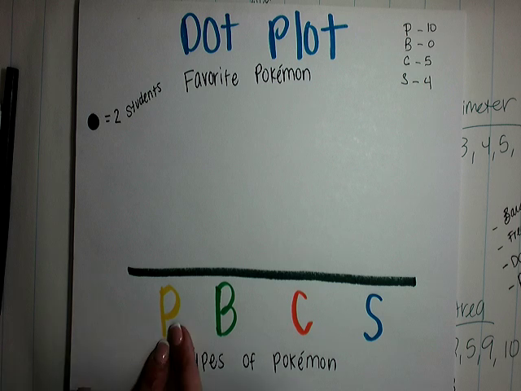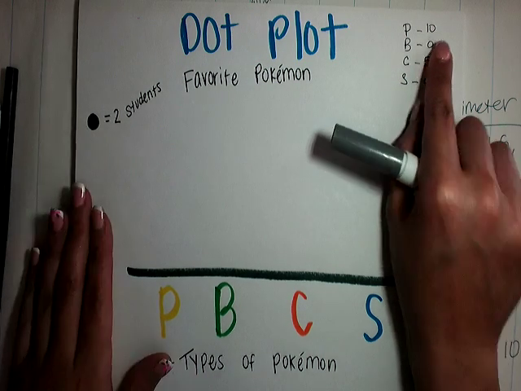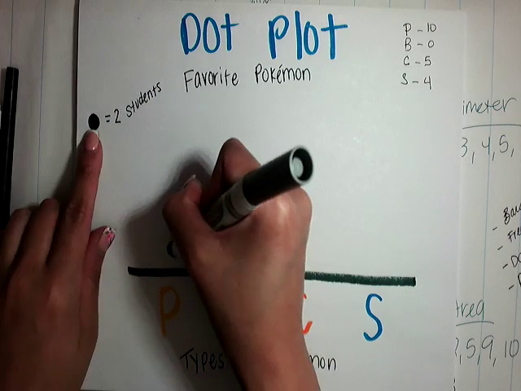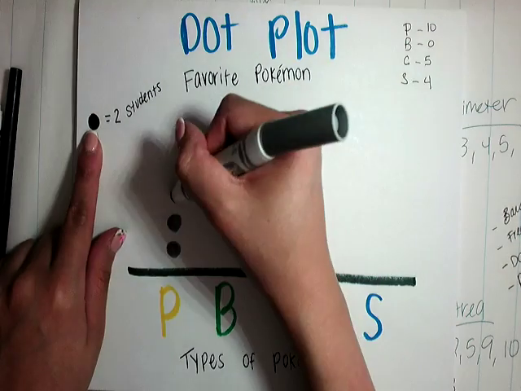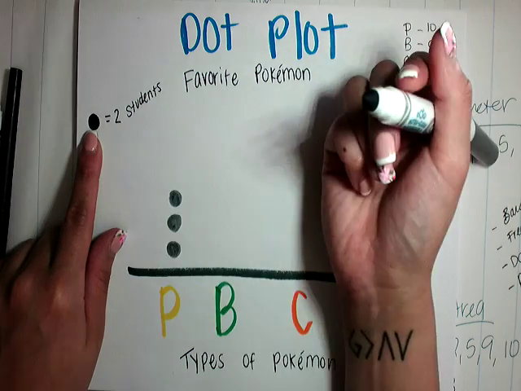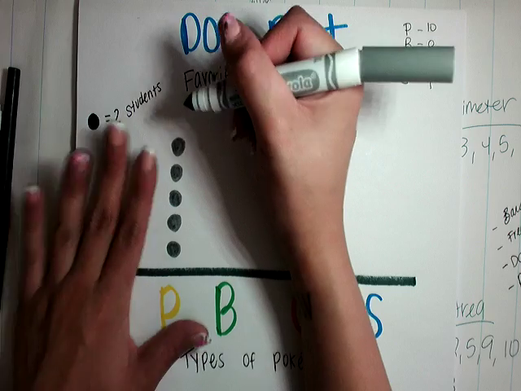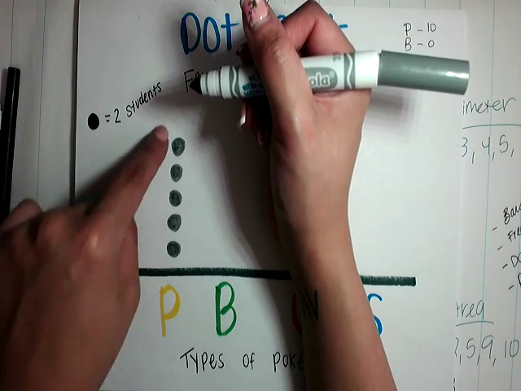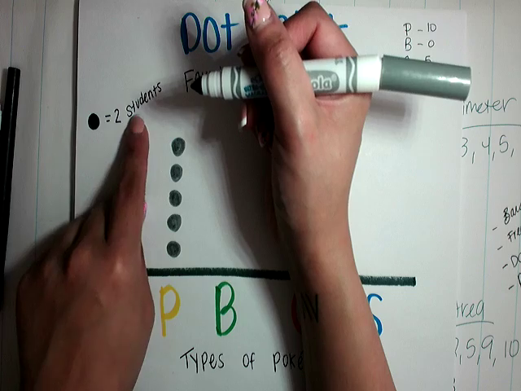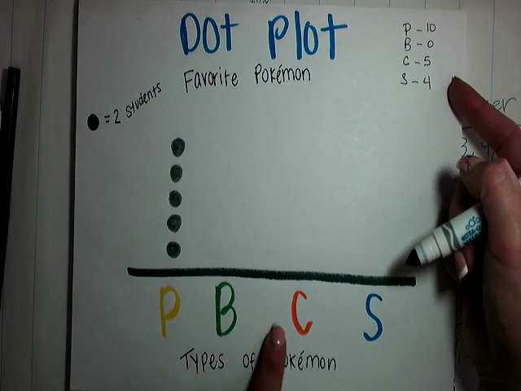If we start with Pikachu, 10 students liked Pikachu. So 1 dot is 2 students. Then 2 dots is 4. 3 dots is 6. 8, 10. So I stop because that's 2, 4, 6, 8, 10. There's 5 dots. But this means 10 students because each dot is 2 students. Bulbasaur doesn't have any, poor guy, so he's going to be blank.